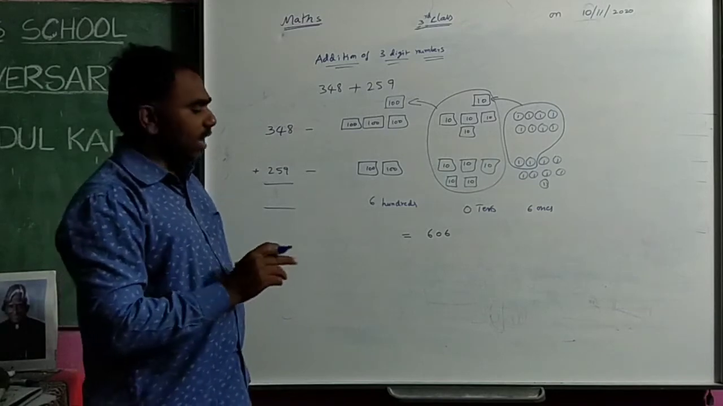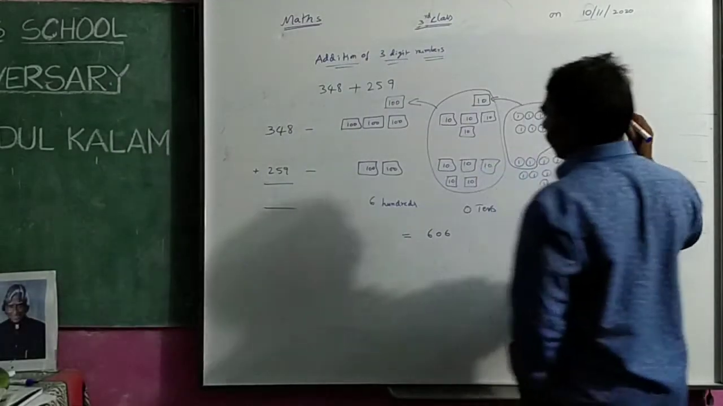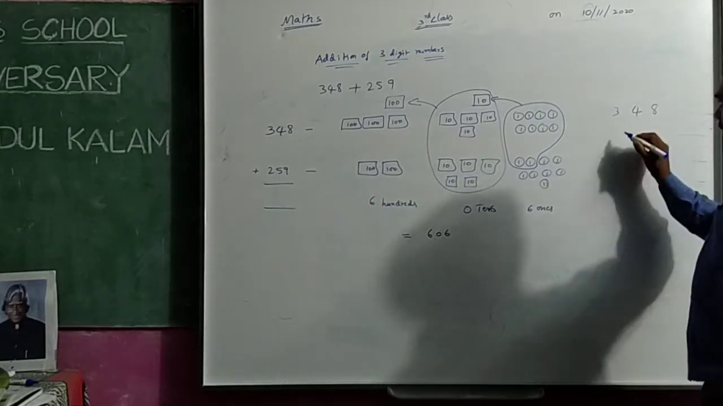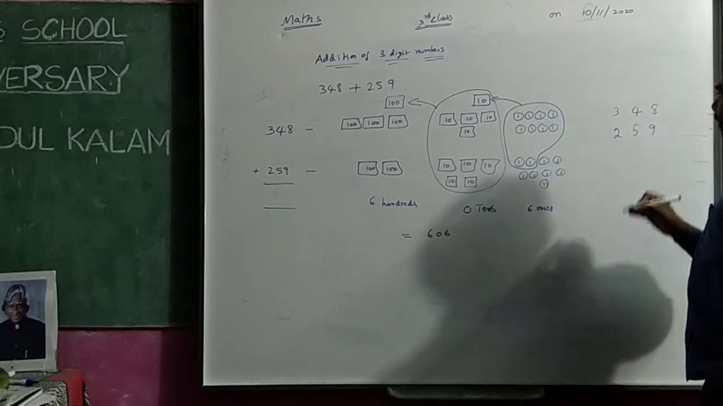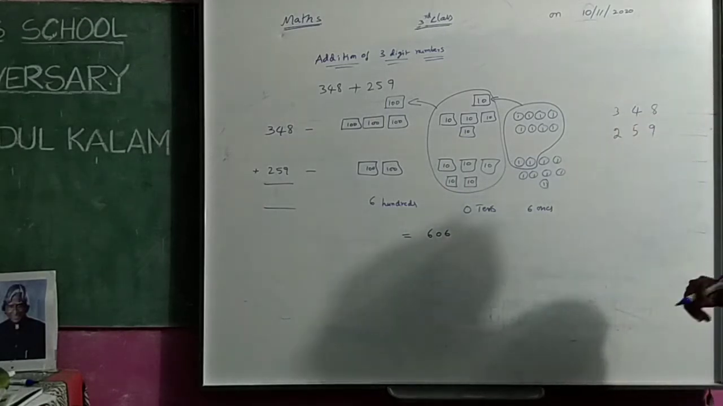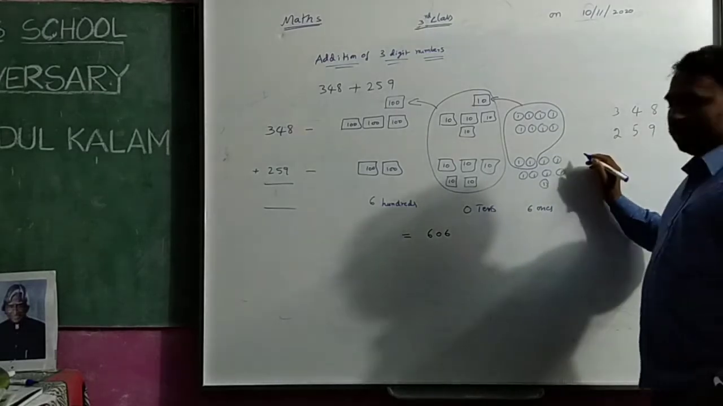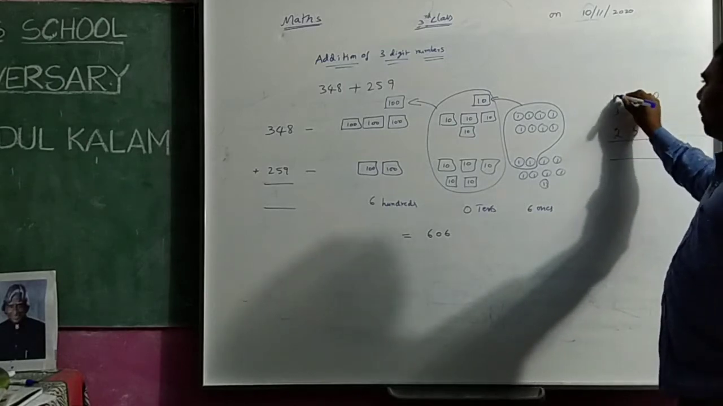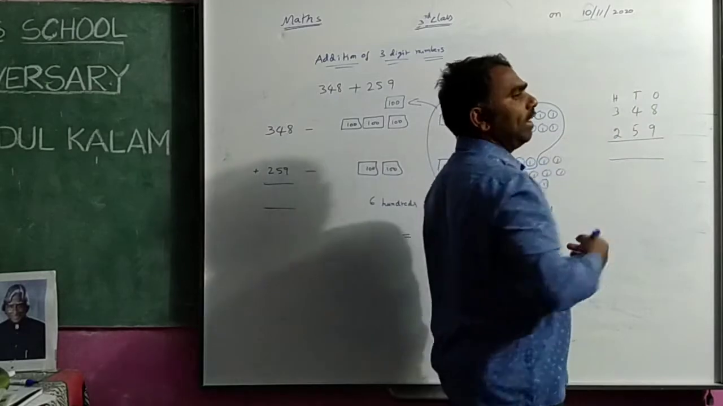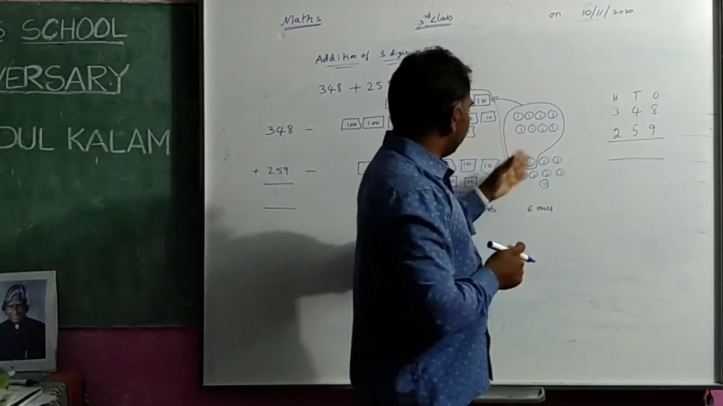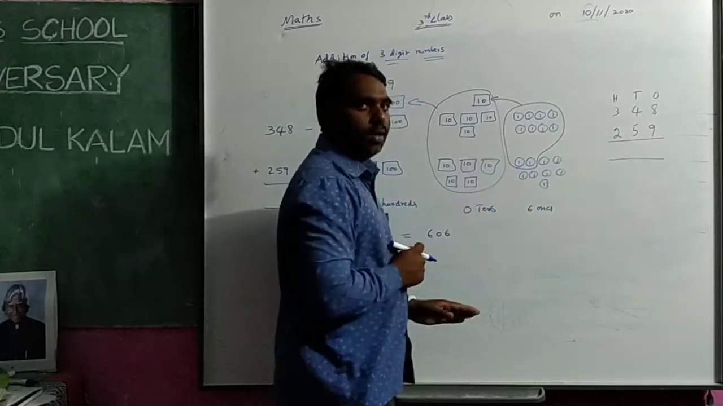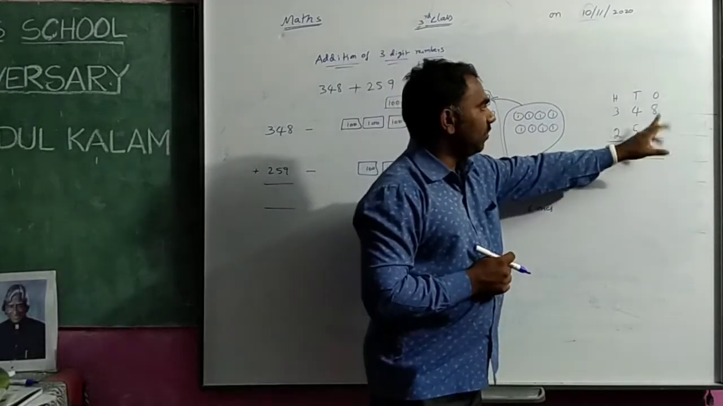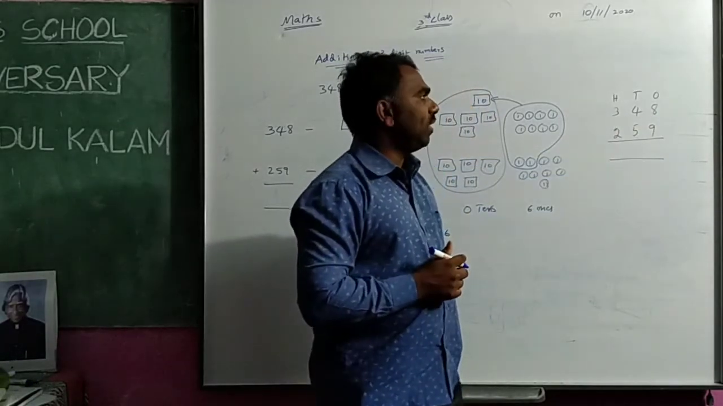Now directly how do you do? 348, 259. So if you want to add, these are ones, tens, hundreds. Just same example we will follow. First we are adding the ones. When you add the ones, we are finding here 17 ones are there.